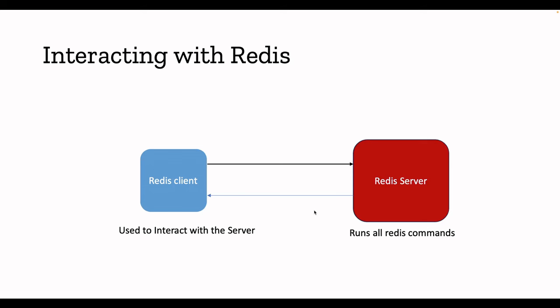Okay, it's just a simple diagram to show how Redis works. Basically, we have two things. One is the Redis server, which runs all the Redis commands and all your logic. Everything will be running inside the Redis server, and we need a gateway to connect to the Redis server and get the response. For that purpose, we will use a Redis client. The sole purpose of this Redis client is to interact with the server. It acts like a gateway, and via this Redis client, we will interact with the Redis server.